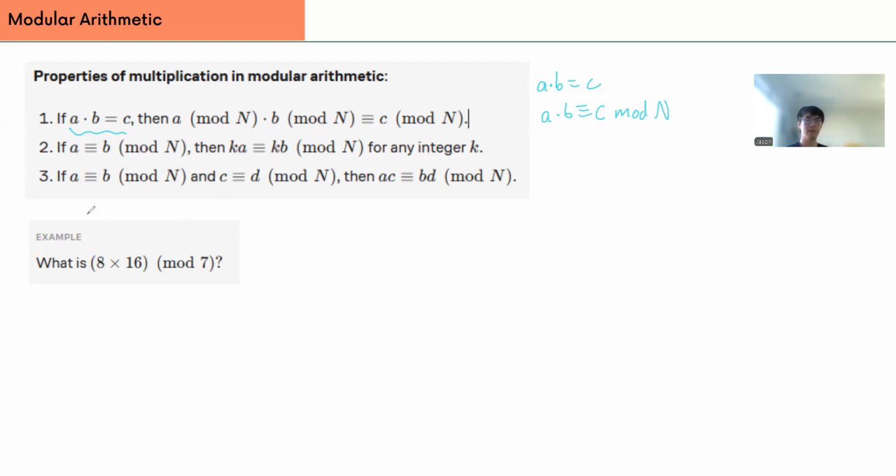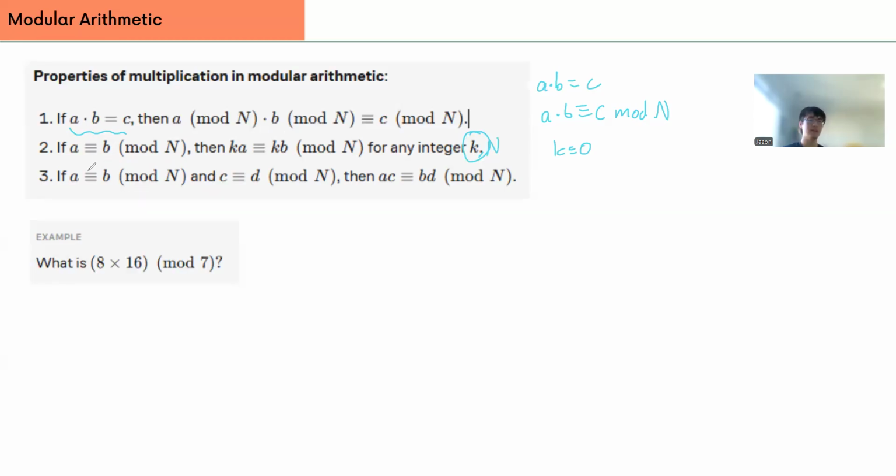And also something like this. The one thing you have to be careful of when you're multiplying by k is you have to make sure that k and n are relatively prime, right? Because think about it. If k is congruent to 0, you're multiplying by 0 on both sides, which you can't do, right? So, yeah, just keep that in mind. k has to be relatively prime to n.